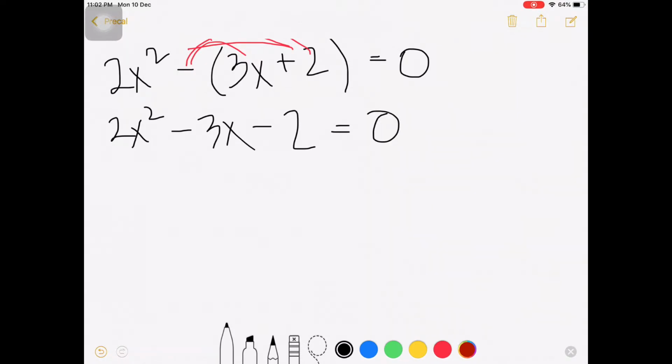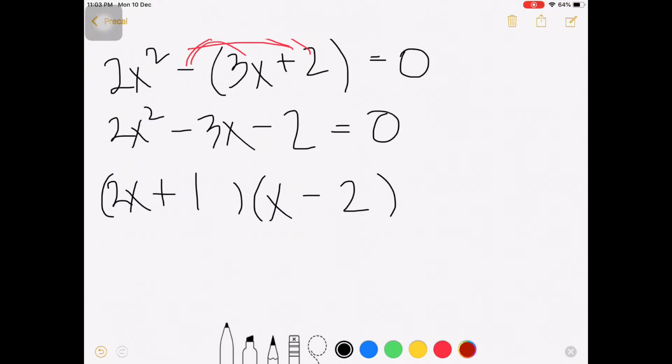And with this type of equation, we have to factor it out. In this case, we will have 2x on one side and x on the other side. Since the last term is negative, one factor will be plus and one factor will be negative so that it will satisfy the equation. The factors for that will be 2x plus 1 and then x minus 2.